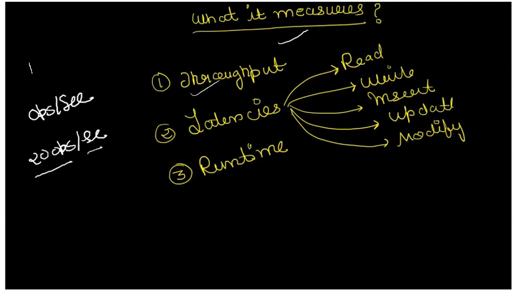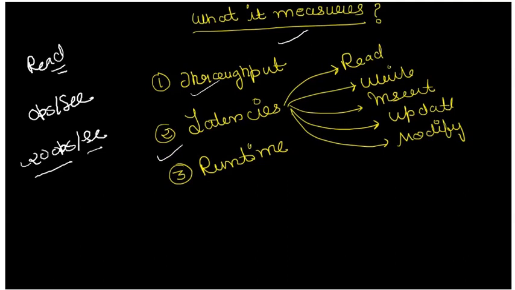So if I am talking about read operations only, and throughput is 20, it means that in 1 second YCSB is able to read 20 records from the database. So this is called throughput.